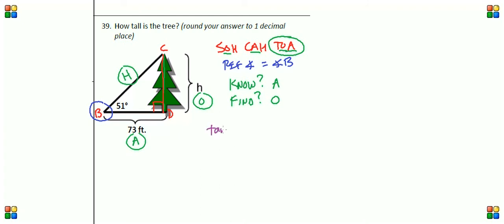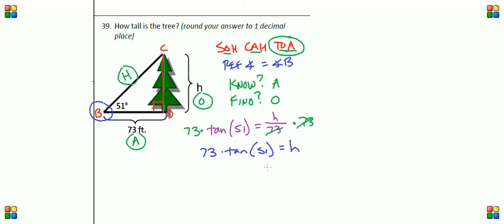Tangent of reference angle 51 is equal to, now tangent is opposite over adjacent. Opposite is our unknown side h, and adjacent is our known side 73. We're going to have to get h by itself. In this case, our unknown side is our numerator, so we're going to multiply this side by 73. That's going to cancel our denominator. That means we have to multiply this side also by 73. So we end up with 73 times tangent of 51 degrees is equal to our unknown side h.